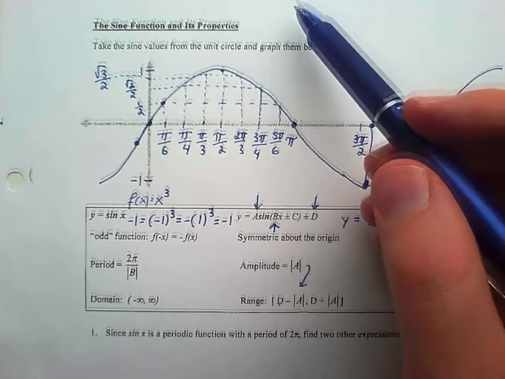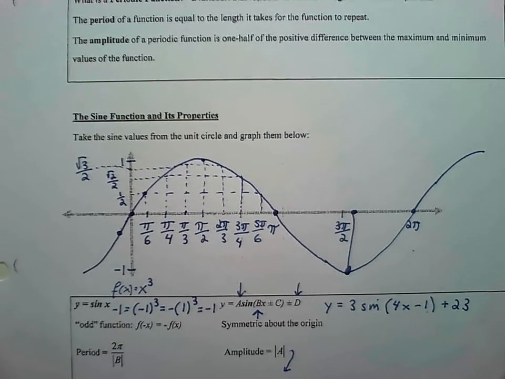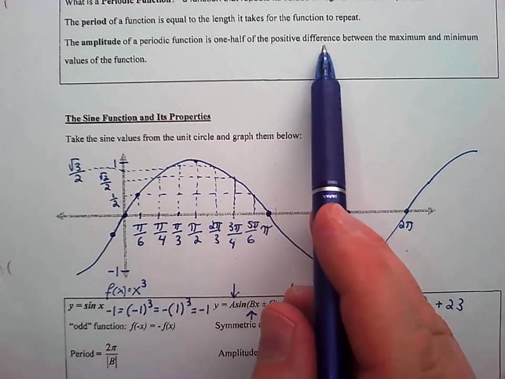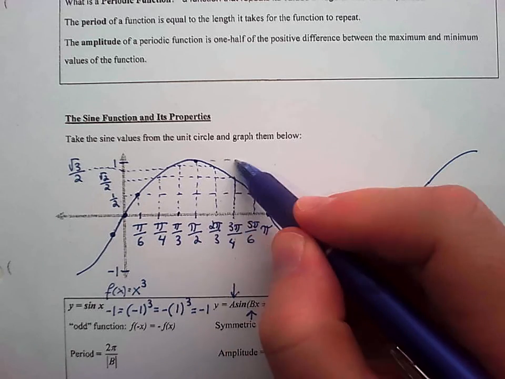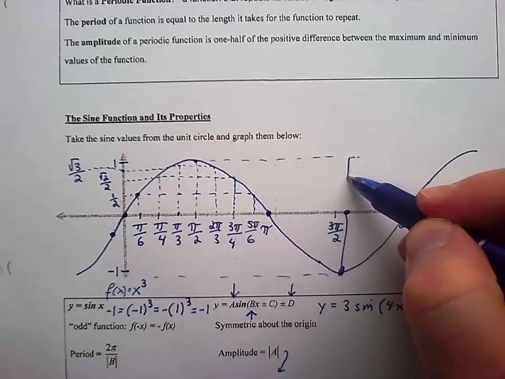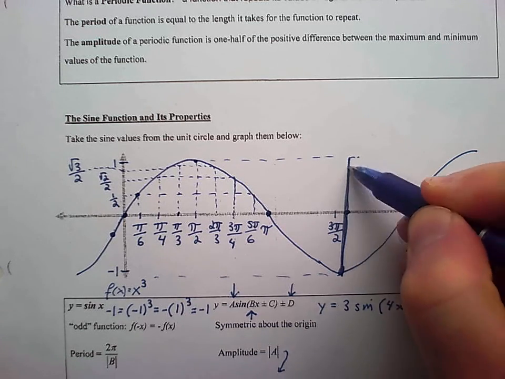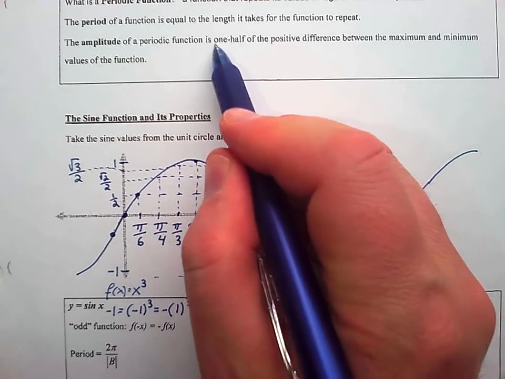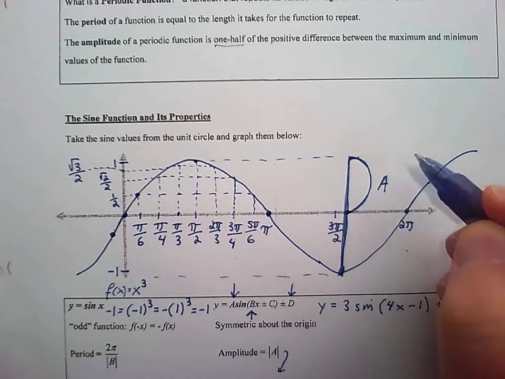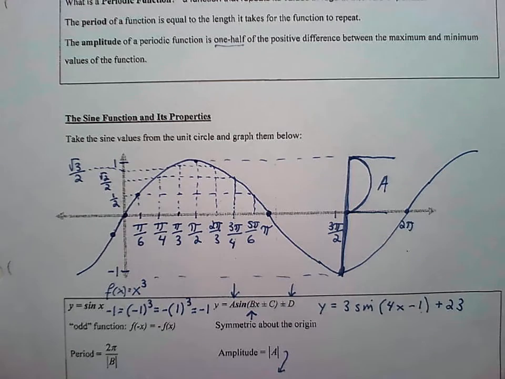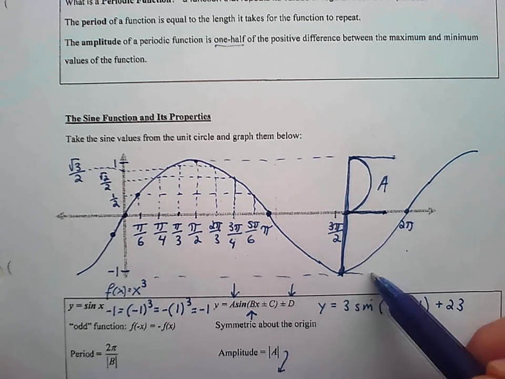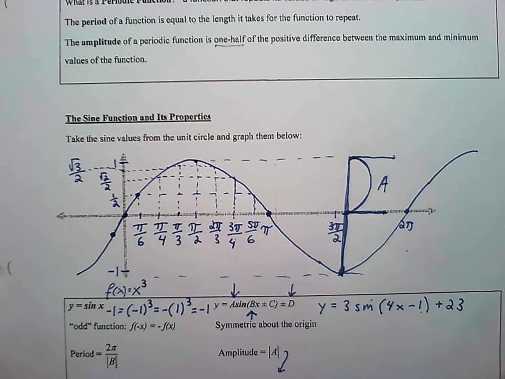Remember that in the definition for the amplitude, oh, you guys couldn't see that. Here, in the definition for our amplitude, the amplitude of a periodic function is 1/2 of the positive difference between the maximum and the minimum. Well, here we have the maximum, and here we have the minimum, so this is the entire distance between the maximum and the minimum. Therefore the amplitude is 1/2 of the positive difference. So from this to this, or 1/2 of it. This distance from here to here is the same distance as from here down to here. So you can think of this as being the amplitude of our function.